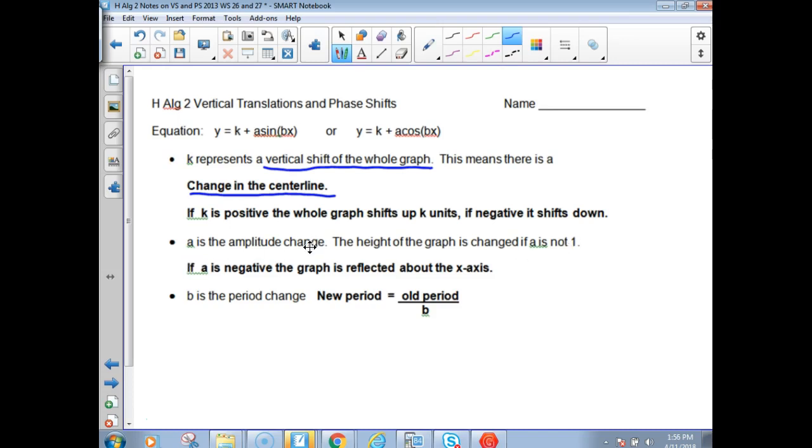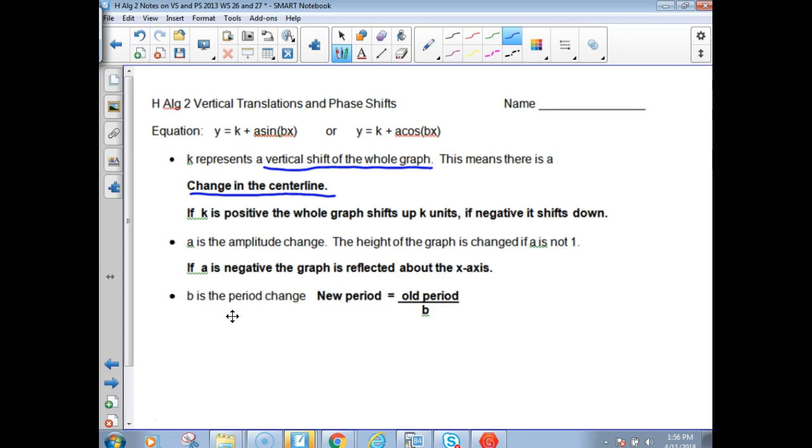A is your amplitude change. Okay, A is the number in front of sine or cosine. Now, K's, guys, could be at the back as well. They could be outside of this parenthesis added on at the end, right? So if there's something added on in the front or the back, that's a center line change. Okay, now, if A is negative, the graph is reflected about the x-axis, and you should have already graphed a few of those based on the assignment that you had from the last time we were together, which was Monday.